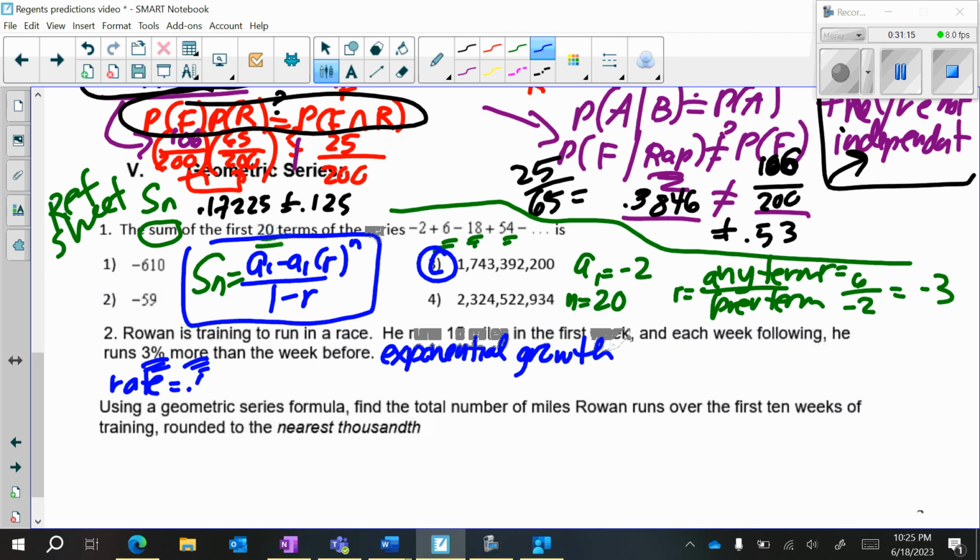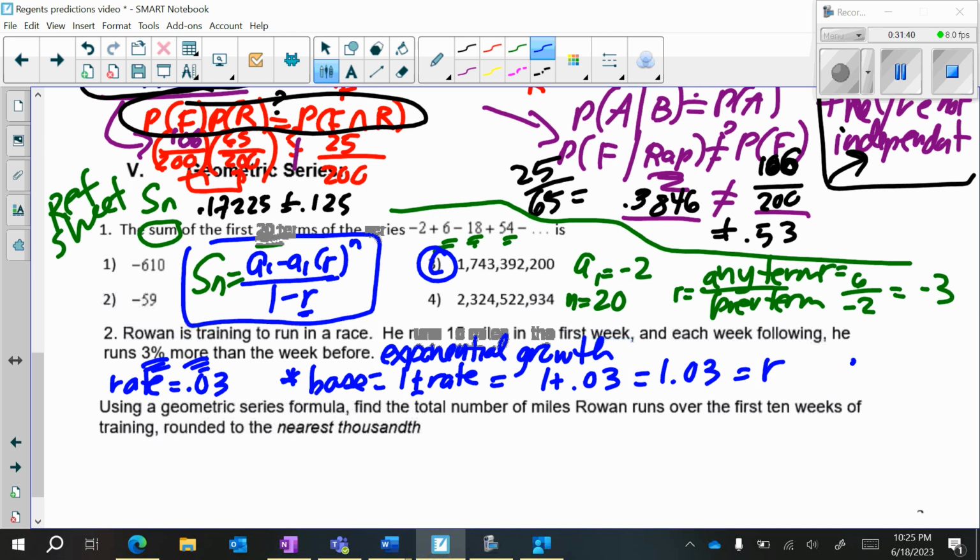So the rate is 3%, which is 0.03, but the common ratio is not 0.03 because you have to remember that to get the base for an exponential, you have to do 1 plus the rate if it's growing or 1 minus the rate if it's decaying. In this case, it's growing, so you're going to do 1 plus 0.03, which is 1.03, and that's going to be the R that goes in this formula up here. Remember the R? So just keep that in mind because that's an error people made on their last test.